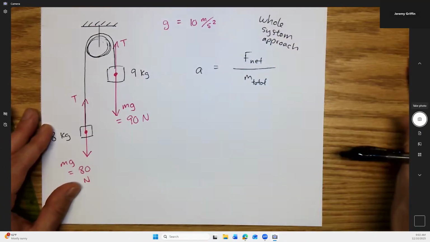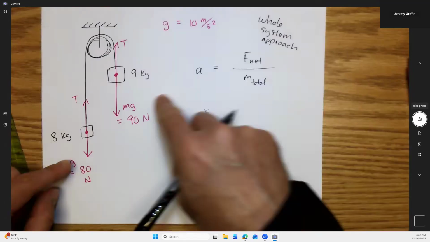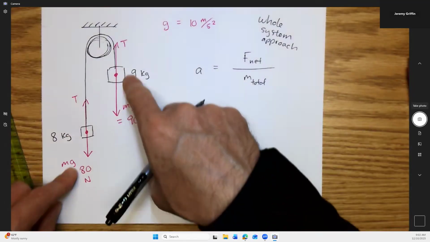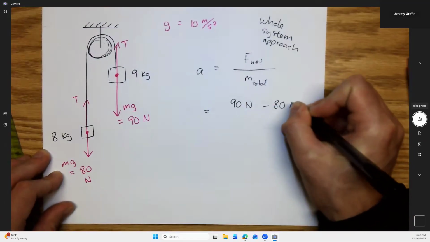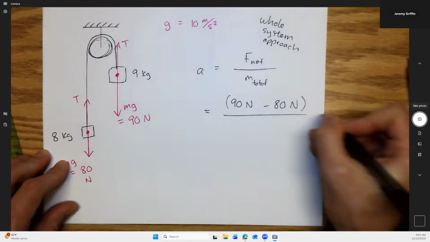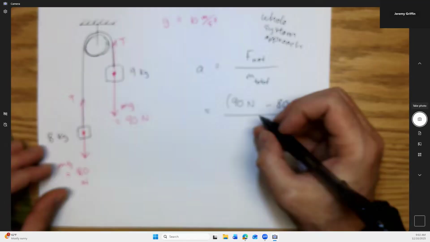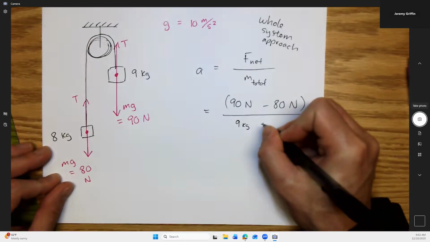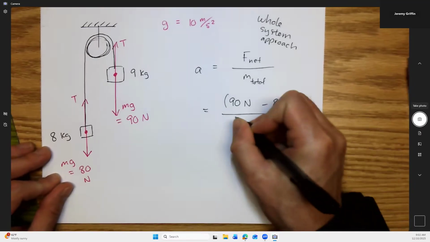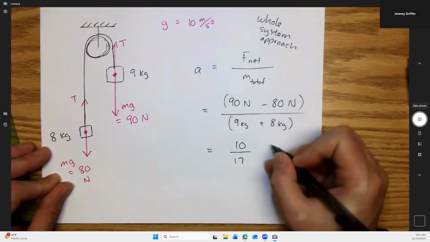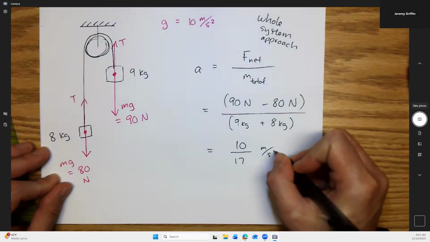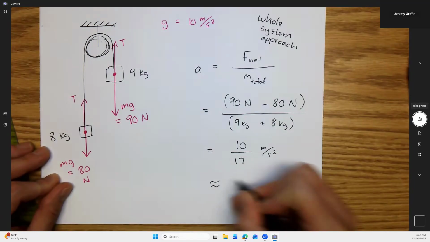It's one of two main approaches. Guys, do you see this 80, 90 fighting each other? Net force of 10 acts on a total inertia of 9 kg plus 8 kg. 10 over 17. It's like 0.6, but that's low. It's really low.